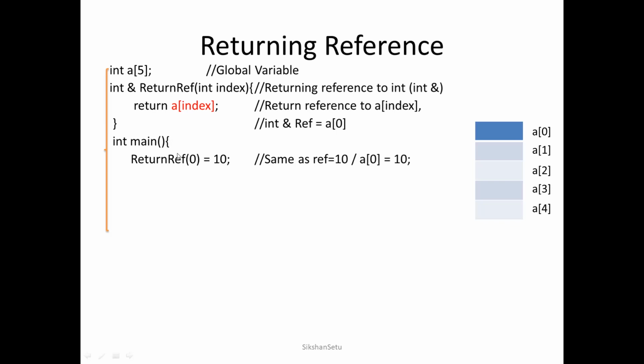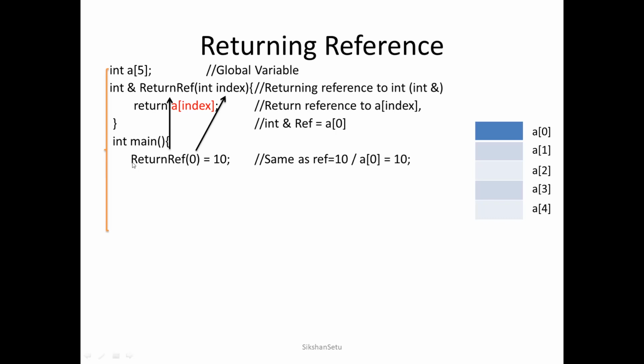So, in integer main we have called a function. Now, we know that generally a function call is on the right side of the assignment operator, but since this is returning a reference, it is on the left side. Generally, for a reference variable, what do we write? We write integer and b equals to a, meaning the reference variable is more or less on the left side. So here, what will happen? Return reference 0 equals to 10.